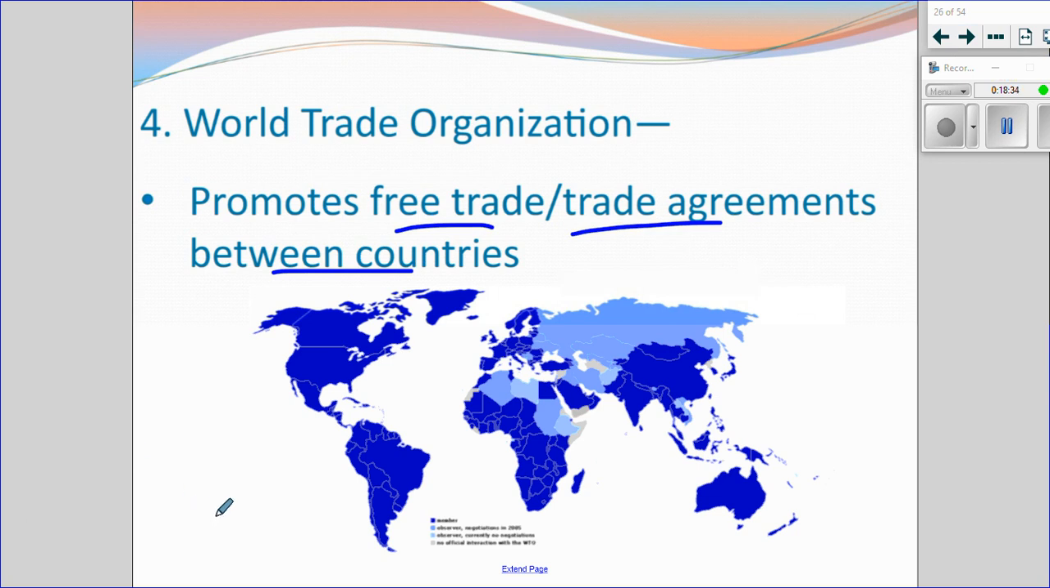Trade makes everyone better off. Trade raises the standard of living. It's always, if you can buy it cheaper than you can build it, then you should buy it, and that's the nature of trade. Okay.